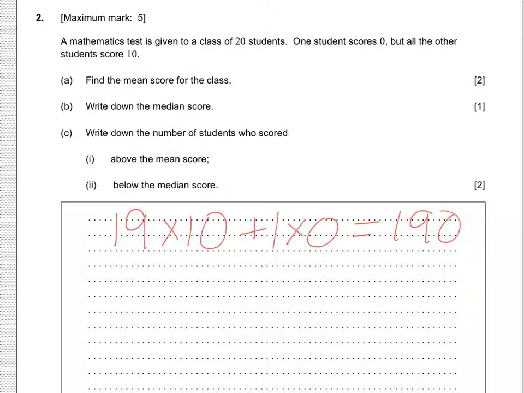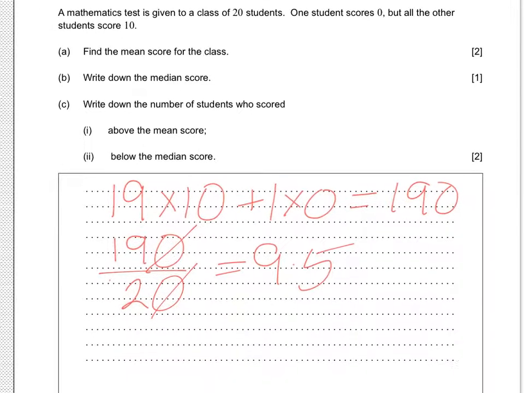To find the mean, you do the total divided by the number of pieces of data, which in this case is 20. Do that division, 19 over 2 is 9.5 marks each.